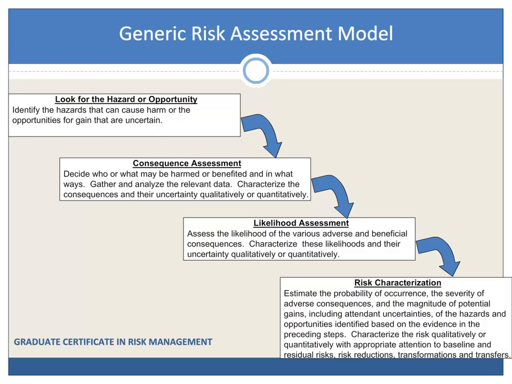The last step in this generic model is risk characterization. Here you estimate the probability of occurrence, the severity of adverse consequences, and the magnitude of potential gains, including the attendant uncertainties, and you do this for the hazards and the opportunities identified based on the evidence in the preceding steps. You characterize the risk qualitatively or quantitatively with appropriate attention to baseline and residual risks, risk reductions, transformations, and transfers.